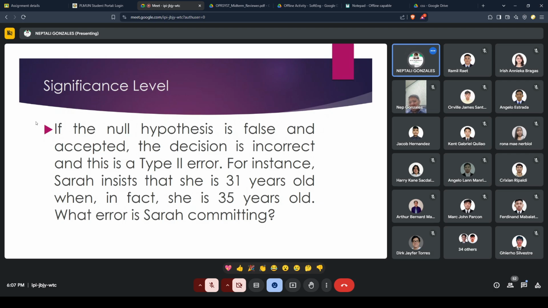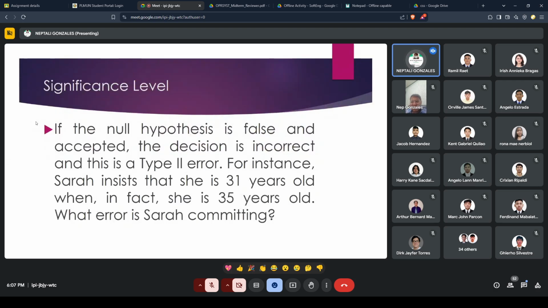For example, Sarah insists that she is 31 years old, when in fact, she is 35 years old. Diba? Yan yung tunay, 35 years old. Pero ini-insist ni Sarah na siya ay 31 years old. What error is Sarah committing?